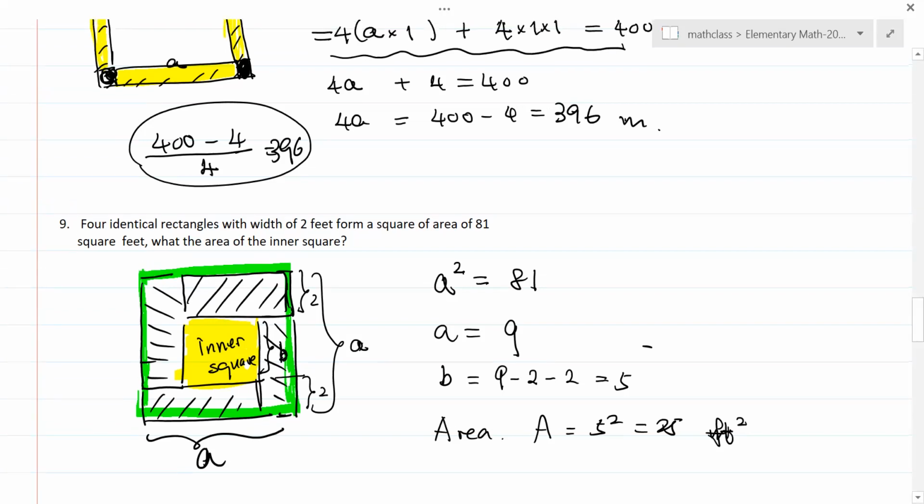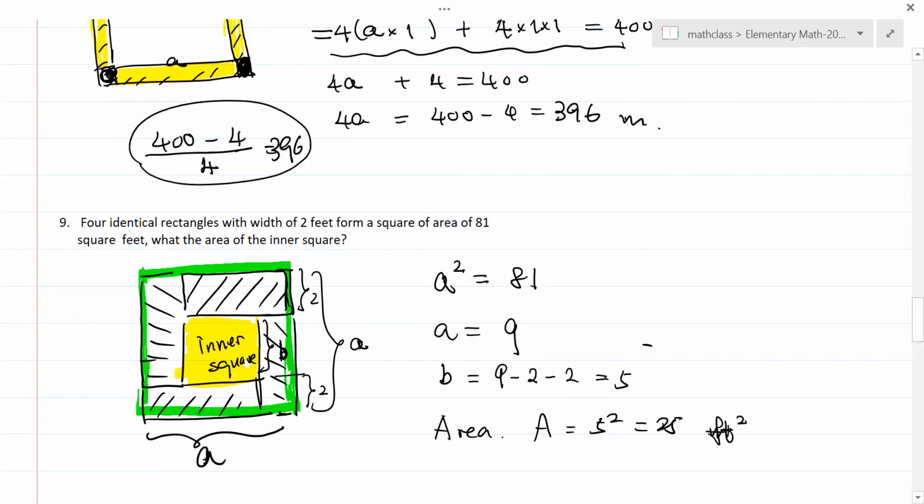So I just want to emphasize that forming the square means this larger square, not the square inside. Otherwise, you don't need to find it, since you would already know the area of the inner square if it's 81. I'm talking about the square formed by those 4 pieces, the largest square.